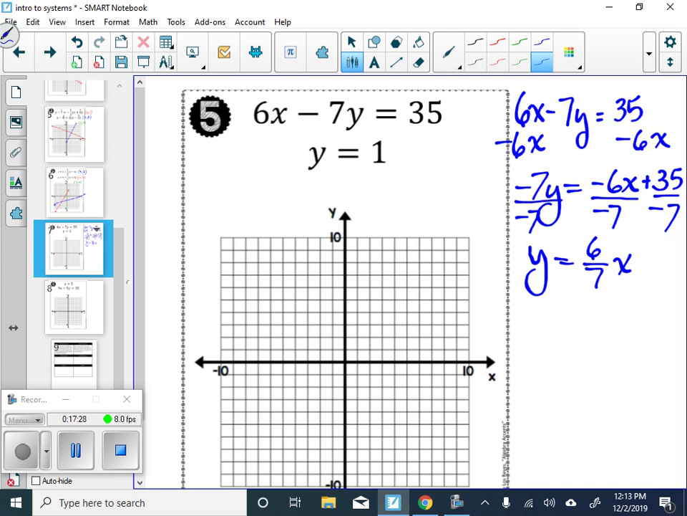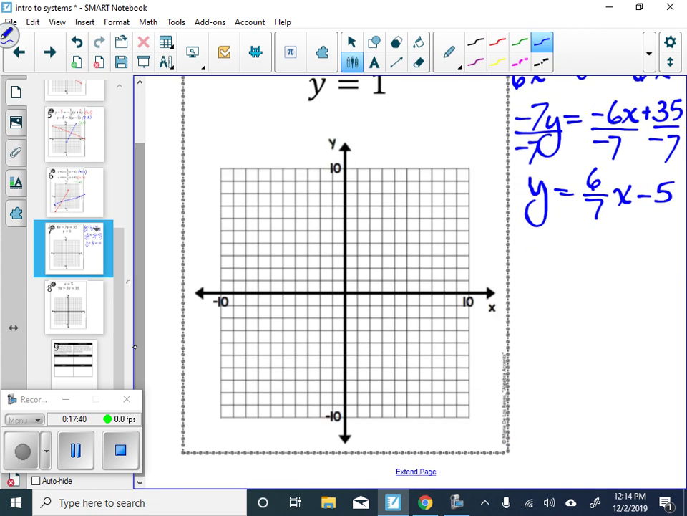Then what is 35 over negative 7? Negative 5. Now do I have something I can graph? Perfect. Where do I start? Negative 5. So let's go ahead and graph it. And then my slope is positive 6, positive 7. So I'm going to go up 6 and over 7.